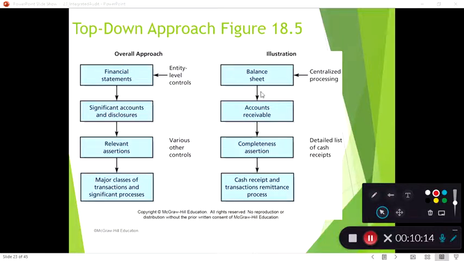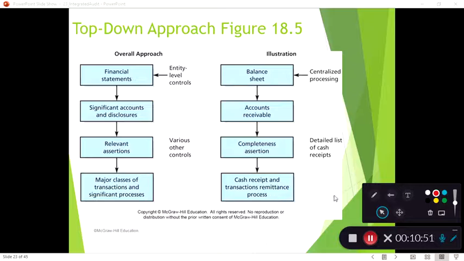So we've got a balance sheet. We have a control around centralized processing. We're going to follow that down. Accounts receivable is one of the significant accounts. There's a completeness assertion there. And so one of the controls we might look at is this detailed list of cash receipts and how complete that is when it goes to accounts receivable, because we worry about overstatement, right, of accounts receivable, and so not having all the cash receipts posted to that account could result in an overstatement of accounts receivable.